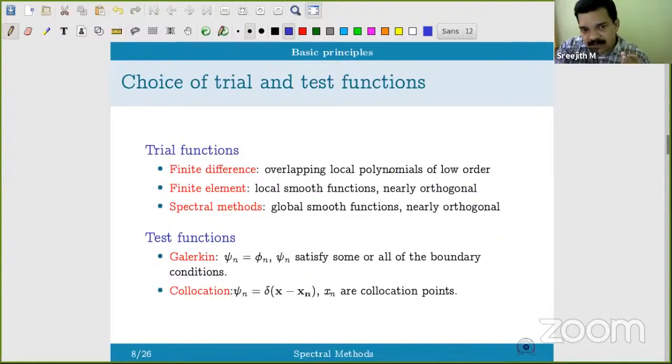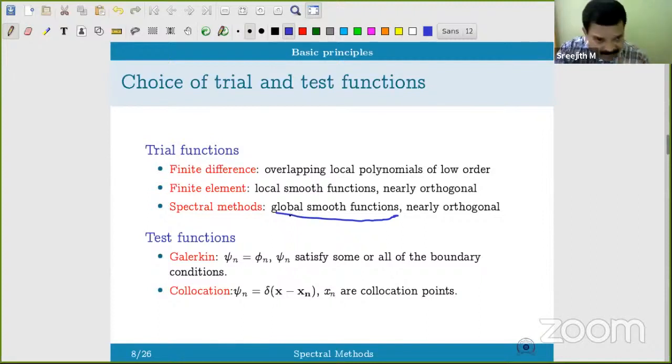In case of finite element method, we use local smooth functions. They are not overlapping. Local smooth functions are used as the trial functions, and they are nearly orthogonal, or only in that element it has got value. On all other parts it is 0. So it is nearly orthogonal. And in spectral methods, we use global smooth functions. The functions are global smooth functions, and they are nearly orthogonal. We will discuss in detail the spectral methods.